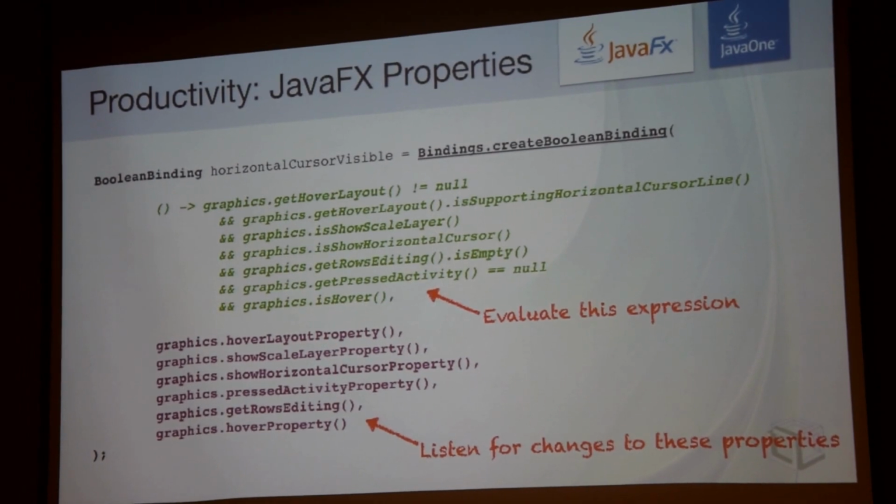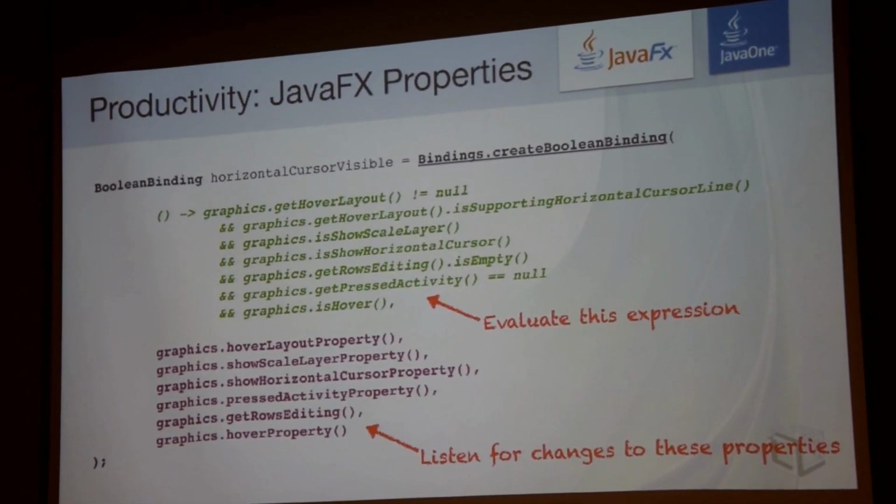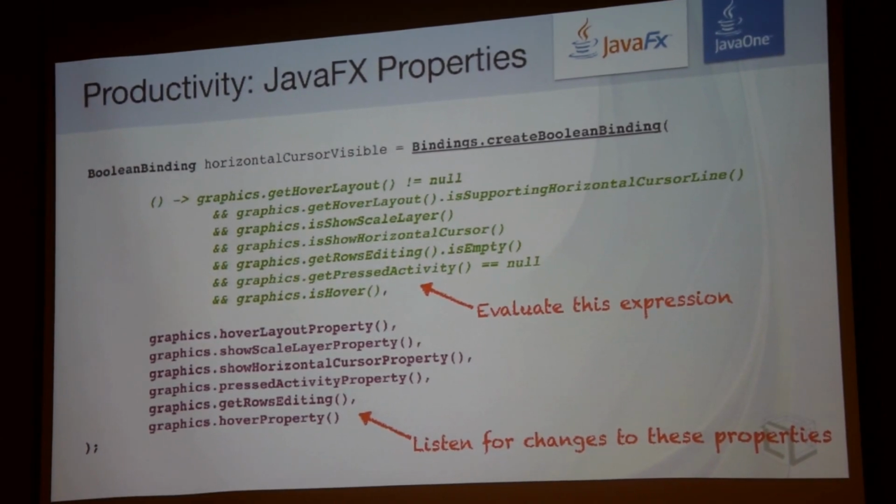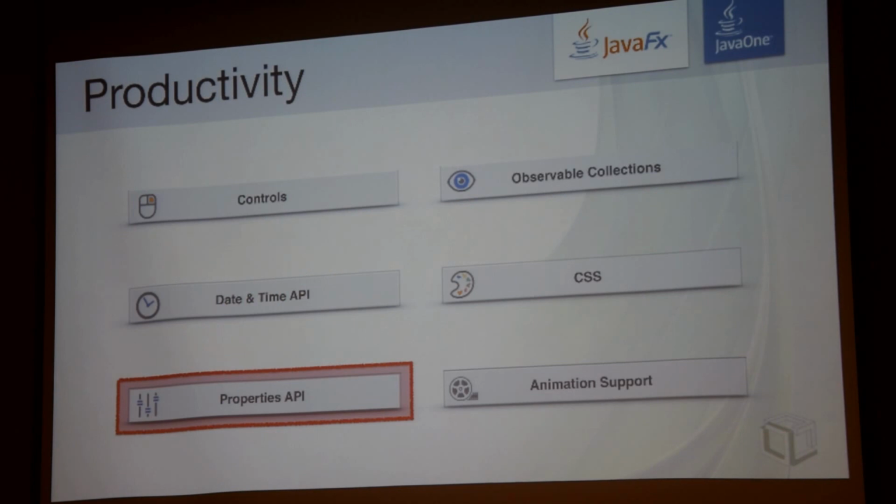Right? So you can have simple property bindings where you just say color property bind to other color property, or you can have very, very complex property bindings like this one. So here, whenever a pressed activity is changing, so the user presses on something, for example, I want the green line to disappear. This is just one example for a very complex binding.